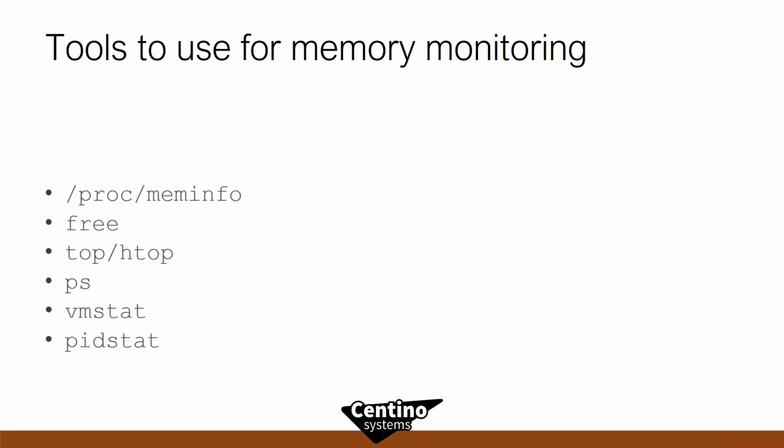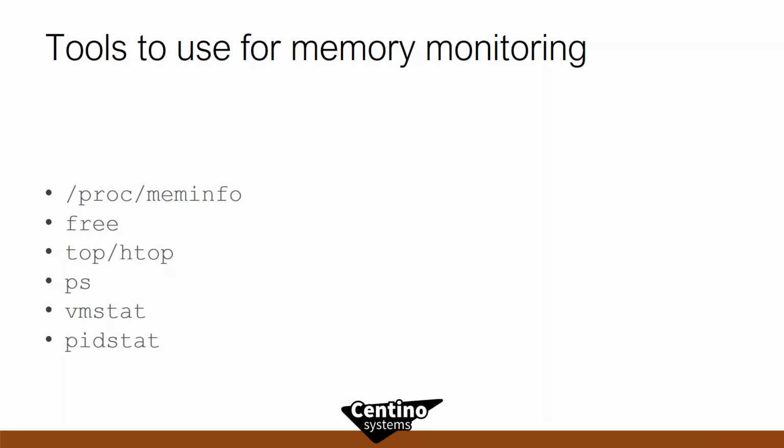The primary tool for interrogating memory on our system is a tool called free. That's going to give us the total, the available, the allocated, and the size of our file system cache. We're going to use top and HTOP, which we looked at a few minutes ago. We saw that we had some memory information in there. PS is another good tool. And then vmstat and pidstat show up again.